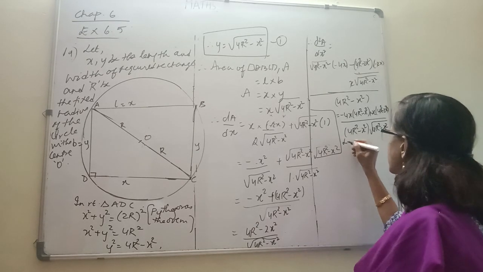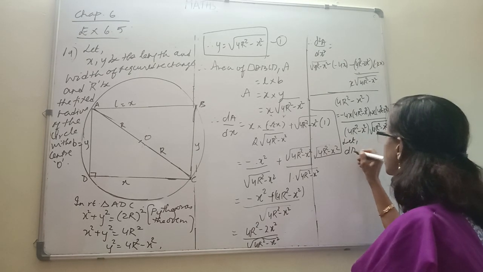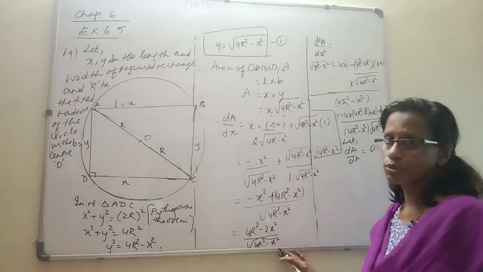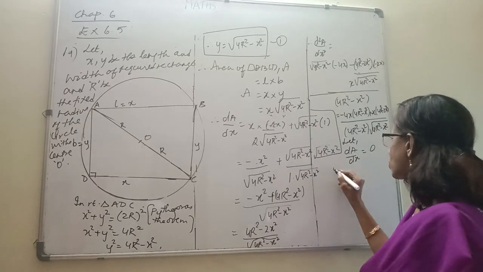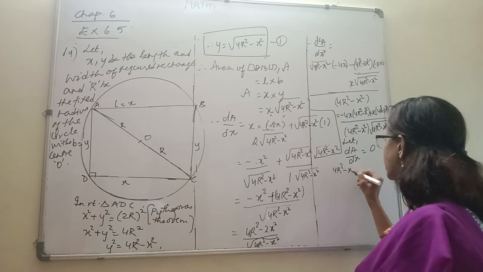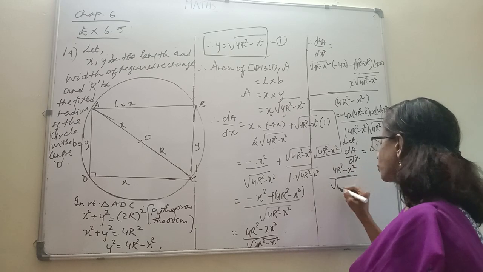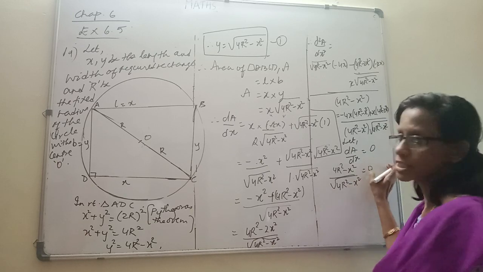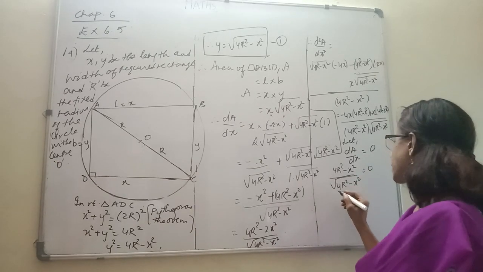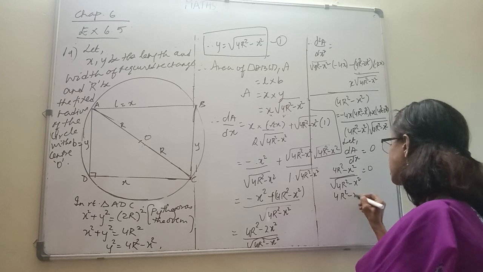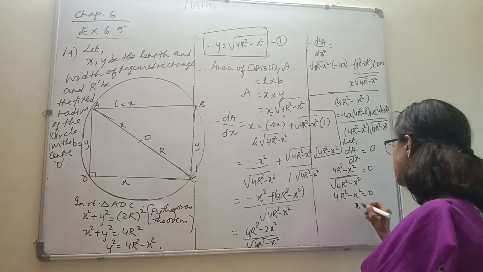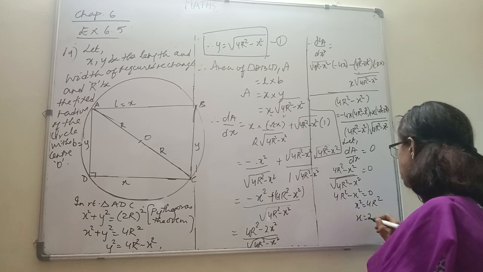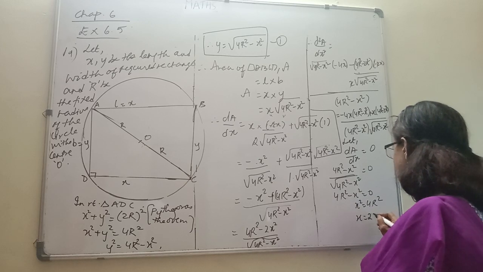Now in order to get the critical point, let dA over dx be equal to 0. That's easy because it's a ratio, and the ratio is 0 only when the numerator is 0. So root of 4r squared minus x squared, or you can take this on the other side. So when it goes on the other side, it becomes 0. You're left with 4r squared minus x squared equal to 0, which means x squared is 4r squared. And when you take the root, x becomes 2r.